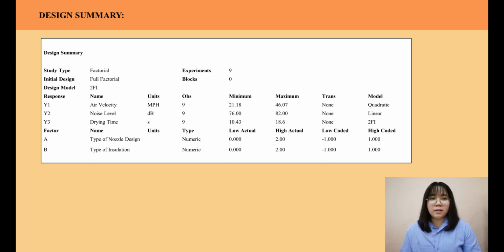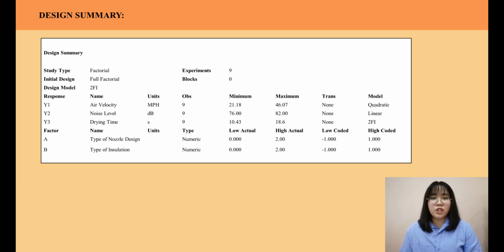Based on the data collected, suitable models are assigned to each response for their respective analyses, as suggested by the Design Expert software. In this case, the suitable model suggested for the first response, Y1, which is the air velocity, is the quadratic model, while the suitable model suggested for the second response, Y2, which is the noise level, is the linear model. As for the third response, Y3, which is the drying time, the suitable model suggested is the two-factor interaction, 2FI, model.